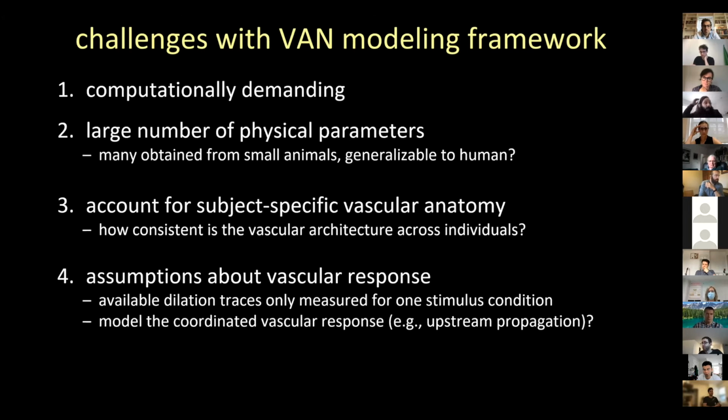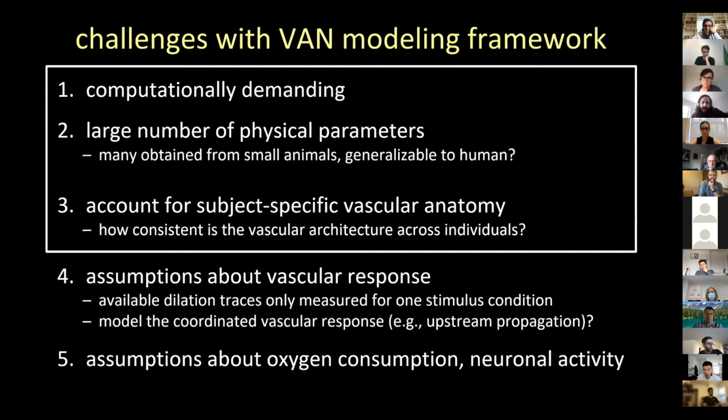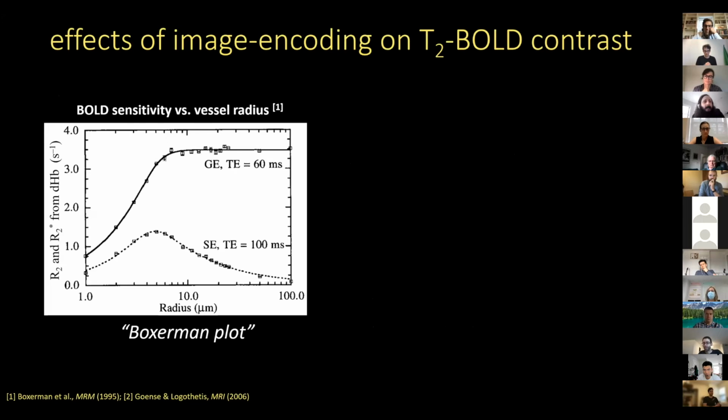For these simulations, we're making many assumptions about the vascular response. We're only using available dilation traces measured from one stimulus condition, so we're thinking about trying to model this sort of coordinated vascular response. We also have to make many assumptions about oxygen consumption and neural activity. Now, these first 3 challenges we are addressing now, but tackling all of these will require close collaborations with friends performing invasive measures of these dynamics.